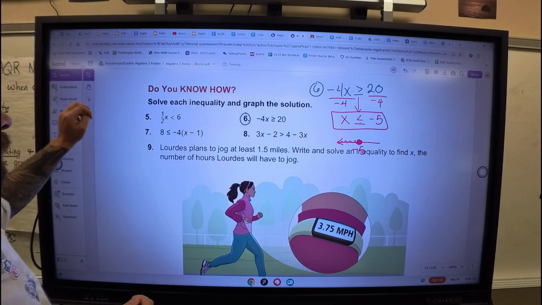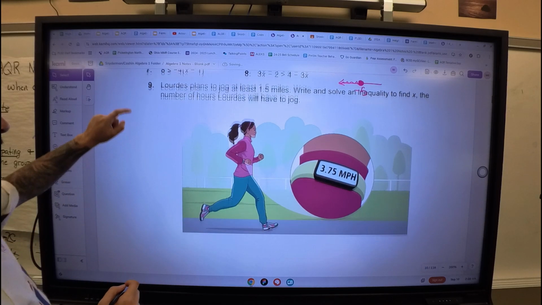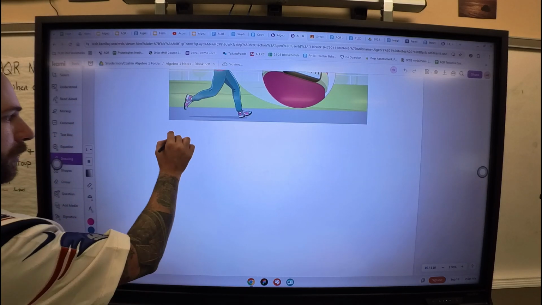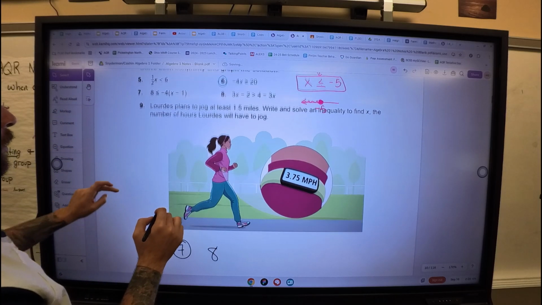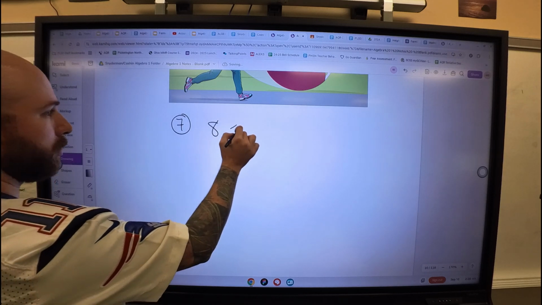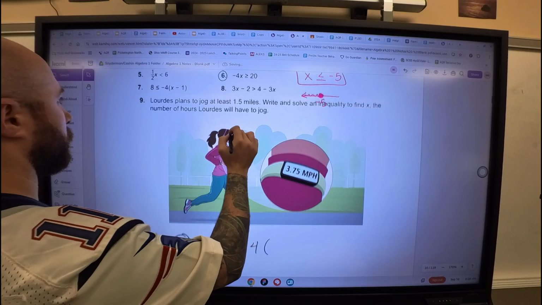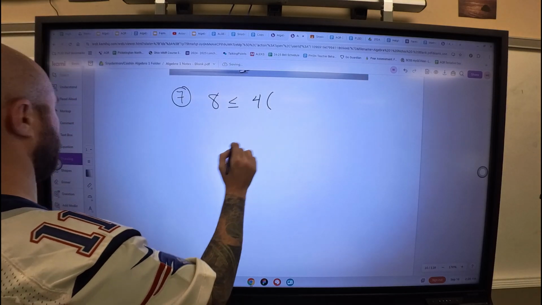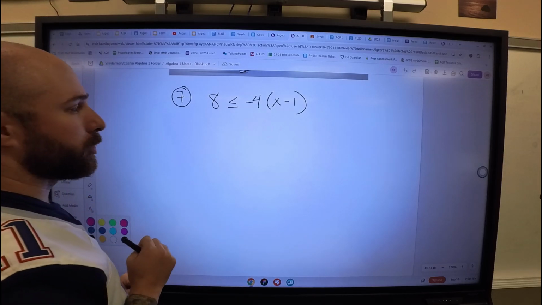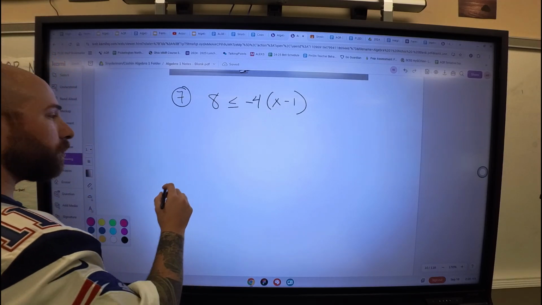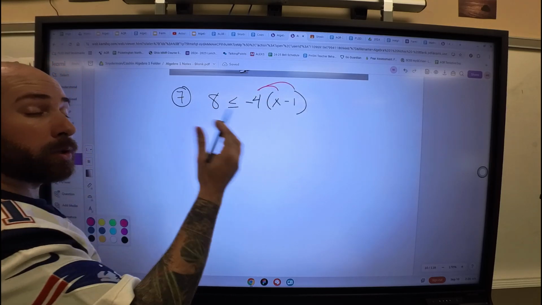Okay. And actually, let's look at number 7 instead of number 8. So let's look at number 7. I'm going to rewrite it down here. So we have 8 less than or equal to 4 times negative 4 and x minus 1, okay. There are 2 ways for us to solve it. I'm going to show you both. I'm going to assume that most people will see this and want to distribute, so let's do that.